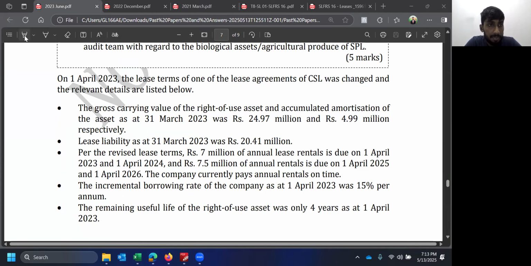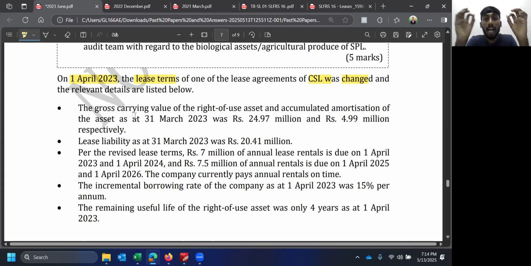Now let's see this one. On 1st April 2023, the lease terms of one of the lease agreements of CSL were changed. Now you can see there is a change in what? There is a change in the lease terms. So a change in the lease term is identified as a lease modification. Okay. Then you need to think. Now you got an idea. This is a lease modification.